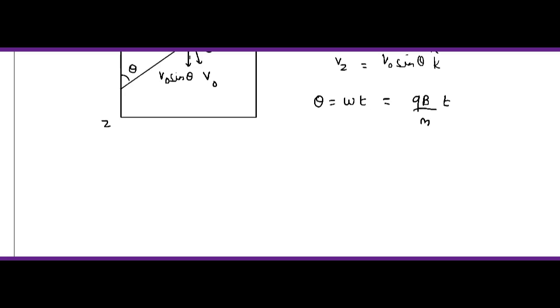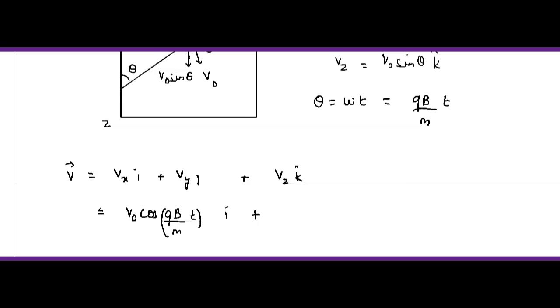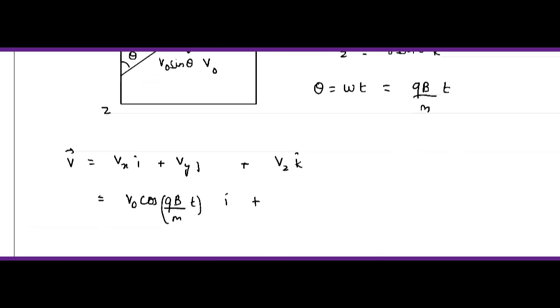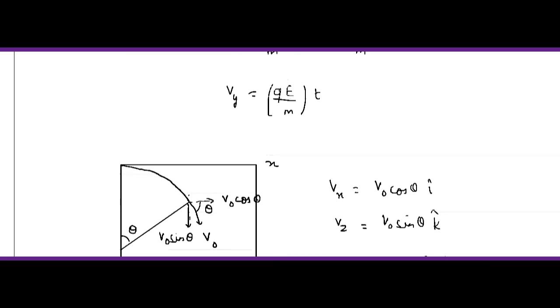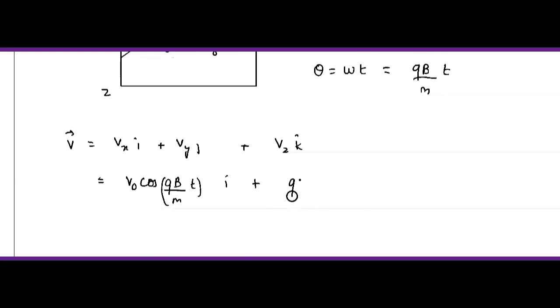We just write the expression for our velocity vector. We have just written vx i plus vy j plus vz k. Now what is the value of vx? Vx value we have just derived. It would be v naught cos theta, and theta value we know is qB divided by m into t, i cap. What is the velocity y? We have derived velocity y as qE divided by m into t, in the j direction, and velocity z would be v naught sine of theta, theta value is qB divided by m into t, in the k direction.